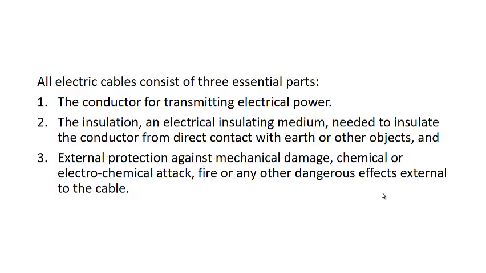All electric cables consist of three essential parts: the conductor for transmission of the electrical power; the insulation, an electrical insulating medium needed to insulate the conductor from direct contact with earth or other objects; and the external protection against mechanical damage, chemical or electrochemical attack, fire, or any dangerous effect external to the cable. So these are the three main parts of a cable.